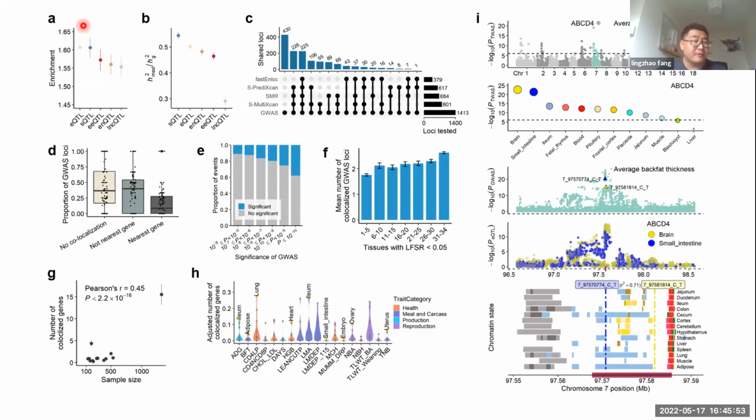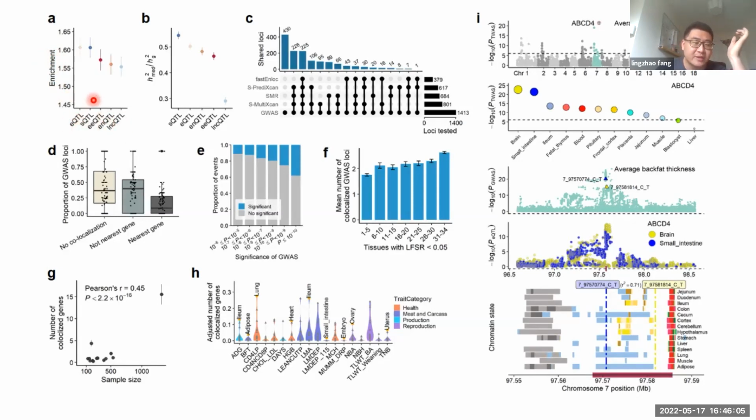So let's start with the first panel, the A panel. This is the enrichment. We look at whether these QTLs are significantly enriched in the GWAS loci. In general, you can see it is significantly larger than 1. And if you look at the difference in enrichment, you will see the eQTLs and the splicing QTLs have a higher enrichment compared to the other three QTLs. And we also did another analysis.